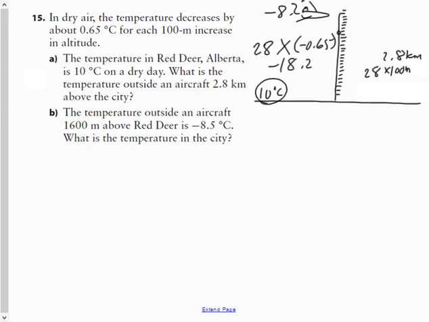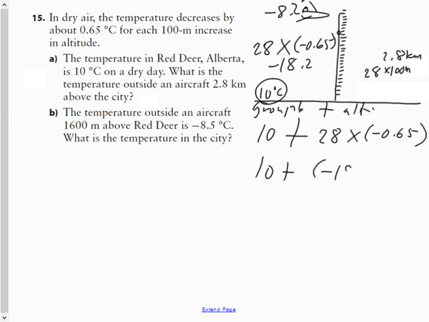Now listen, here is the important part. What I would like you to have done is this: 10 degrees Celsius plus a change in temperature. This is what it looks like as a BEDMAS question. This is the ground temperature plus the altitude change. If you add those together, you'll have the current temperature of the plane. This is 10 plus negative 18.2, which would be negative 8.2 when I simplify it. That's how you would set it up as a complete integer statement.